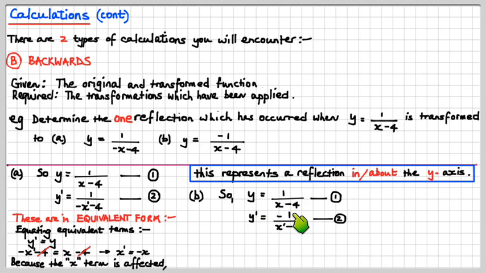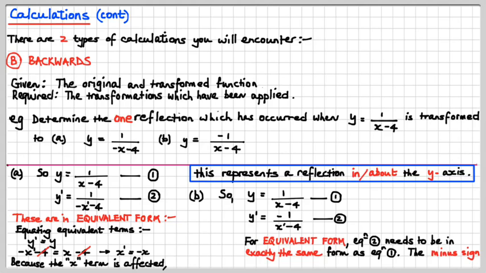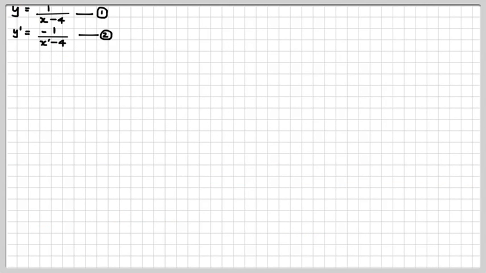At the moment, he's just swanning around here trying to look inconspicuous, but he has to find an x dad or a y dad, if you like. You know, he has to belong to the x term or the y term, and he doesn't belong at the moment, so we have to fix it so that he does. So for equivalent form, equation 2 needs to be in exactly the same form as equation 1. The minus sign is an extra term which needs to belong to the x dashed or the y dashed term, as I was just explaining to you verbally.